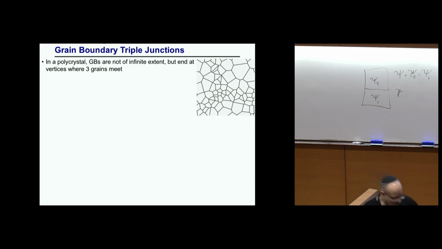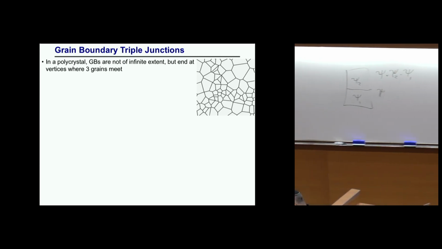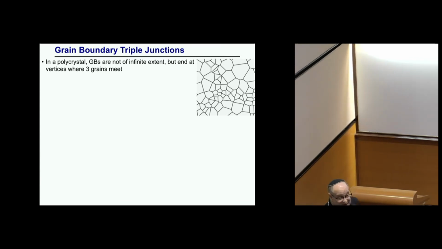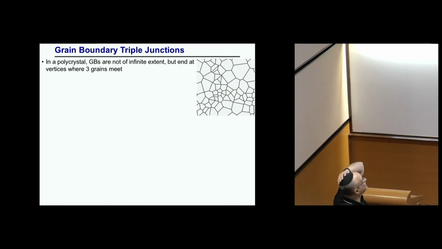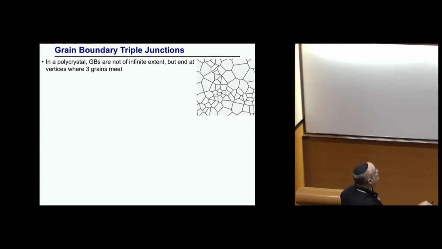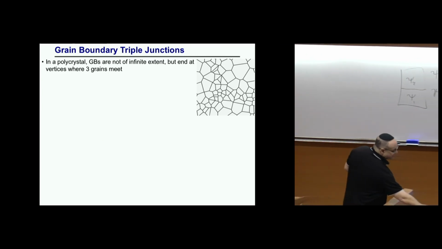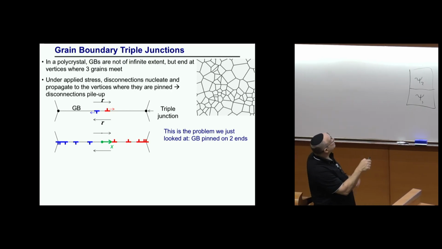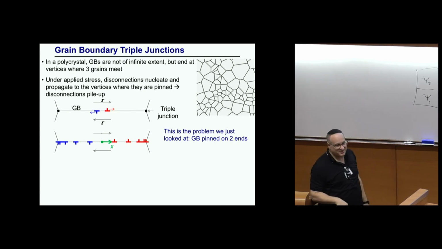Okay, let me do one more problem as an example. Let's go back to grain boundaries in the wild. So here's a polycrystal, a bad polycrystal, by the way. It's not a very good description, but there's triple junctions here where three grain boundaries meet. Now, if I nucleate disconnections here, they're going to migrate until they get to the triple junctions. They're going to start to pile up there. They can actually go through the triple junctions, but that's another story we don't have time for today.